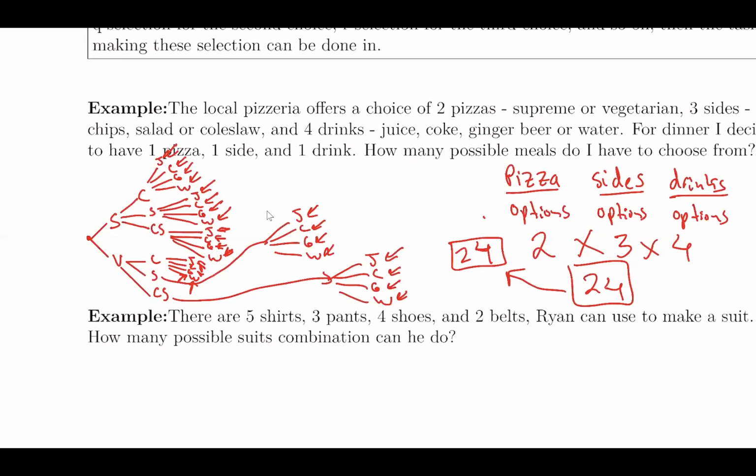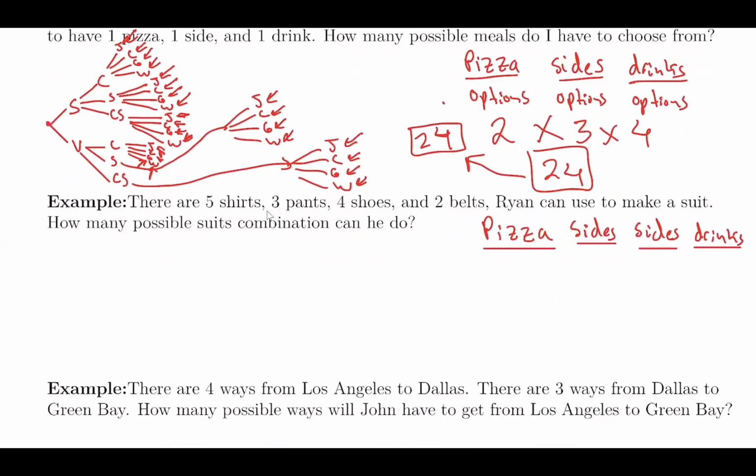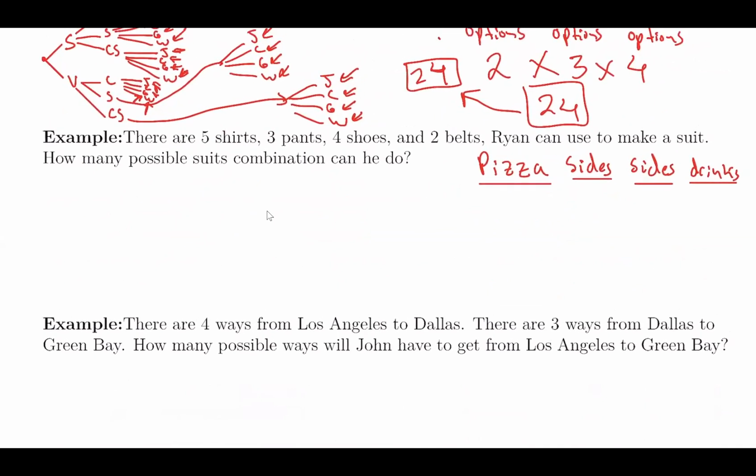Well, so you're saying we're choosing 2 sides? So if we're doing 2 sides, we go pizza. That's actually a good question. You go sides, and then you go sides again. And then you go drinks. But question, can I pick the same side or do they have to be different sides? Like, can I pick chips twice?